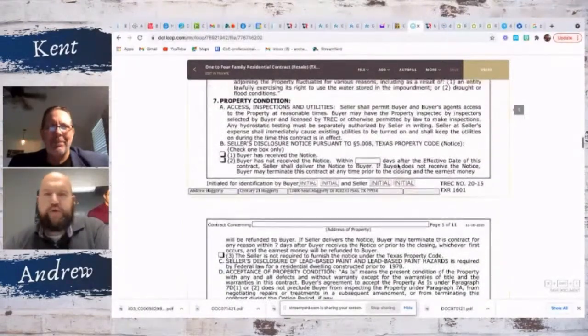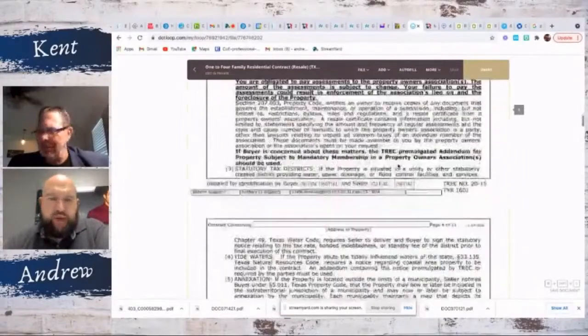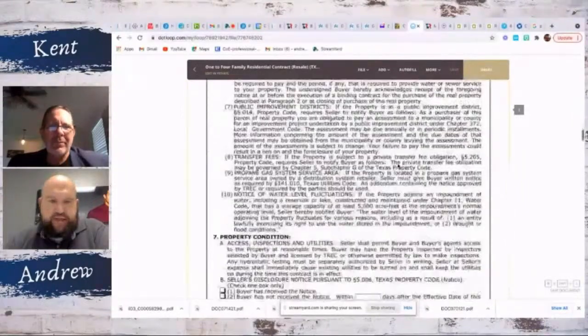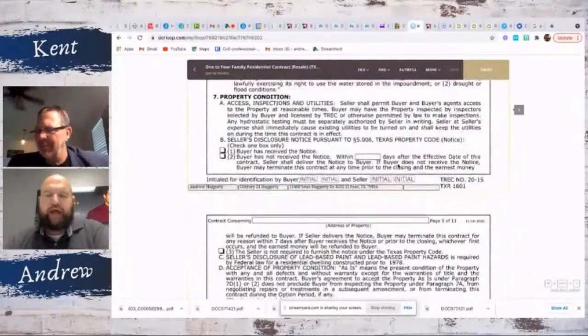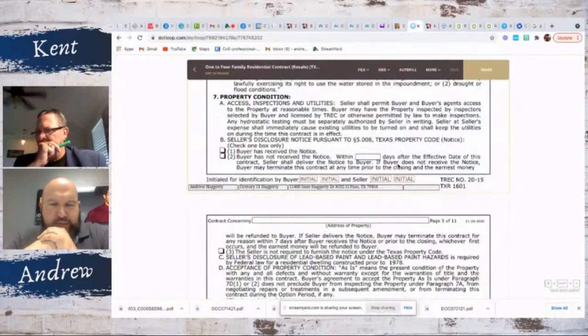Okay, so what we're going to be doing is property condition. We've already talked about what you can do, what you can't do, going in there doing repairs and things. Now we're going to be talking about the actual property condition itself. Seller shall permit buyer and buyer's agent access to the property at reasonable times. And I almost feel like we went over this already, Kent.